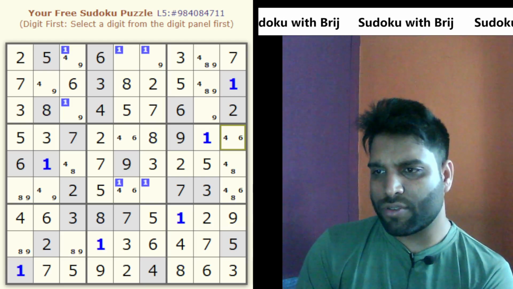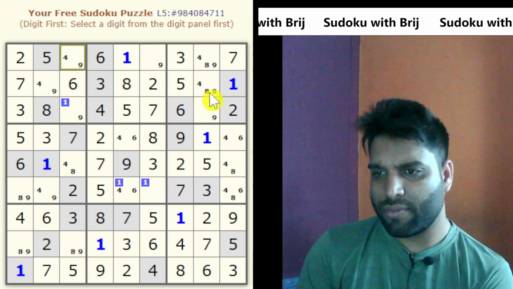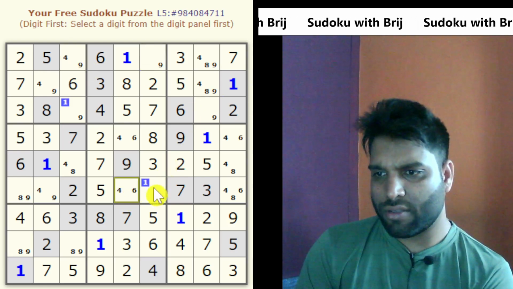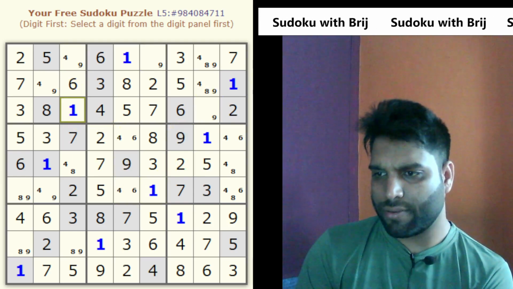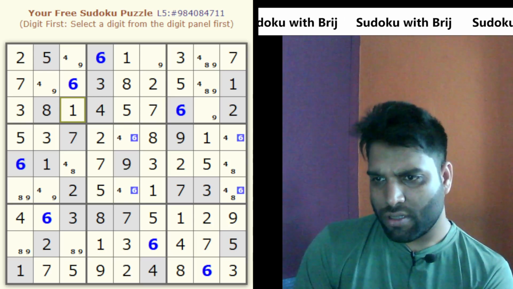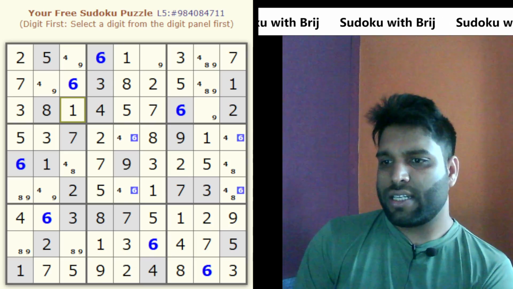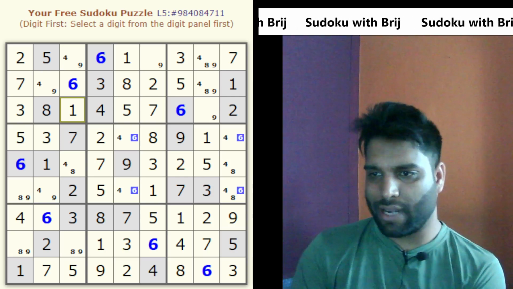So now let's move on to 1. 1 can be over here. So 1 can be eliminated. And now the remaining 1 should be here and here. So 1 is solved now. Let's move on to 6 now. So there is an interesting pattern which is known as unique rectangle.